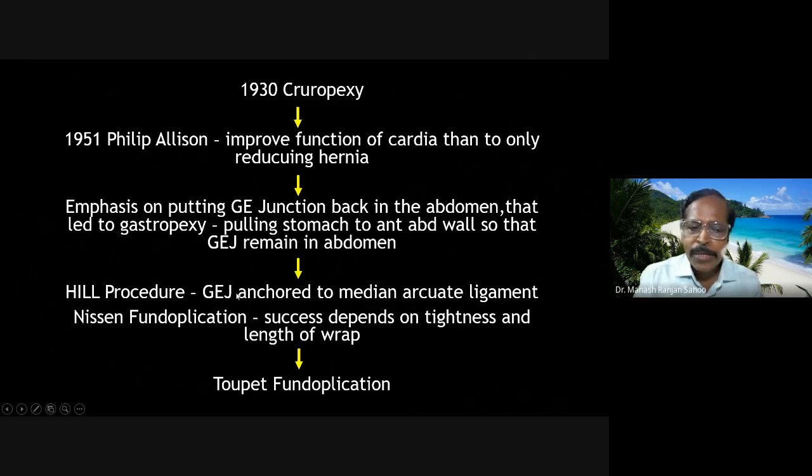Then some surgeons started anchoring the gastroesophageal junction to the median arcuate ligament. Then gradually, people thought that all this is not going to benefit in any way. We can give a wrap of the fundus around the lower part of the esophagus and fix this wrap, so that the GE junction will be back in the abdomen, and it will also improve the function of the cardia. Then probably gastroesophageal reflux disorder will get much more relief. And from there on started the Nissen's fundoplication and Toupet fundoplication.